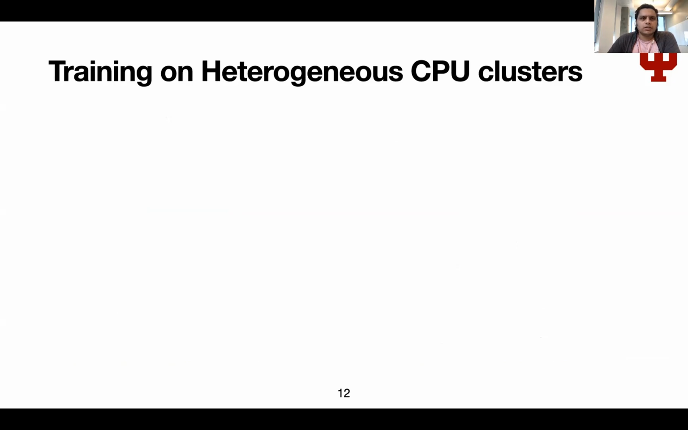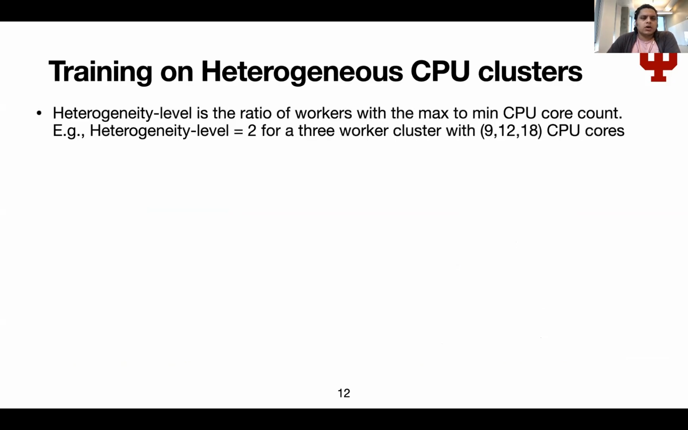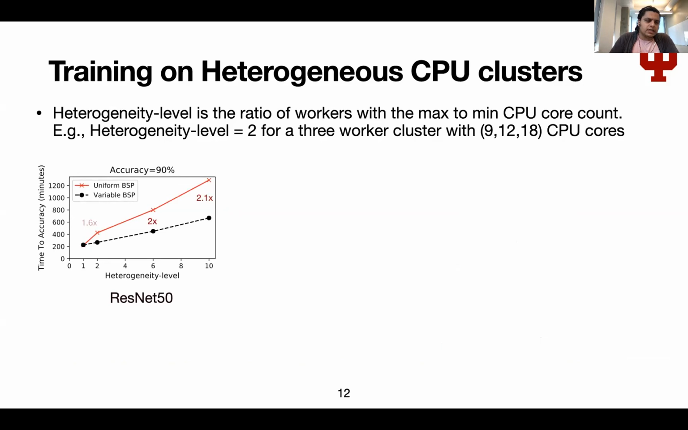Training on heterogeneous CPU clusters. For CPUs, we define heterogeneity in a cluster as the ratio of the CPU with the max to the min core count. For a 9, 12, 18 CPU core config, the H level would be 2. Using these heterogeneity levels, we run our workloads across different H levels. So for ResNet, this is what we have.